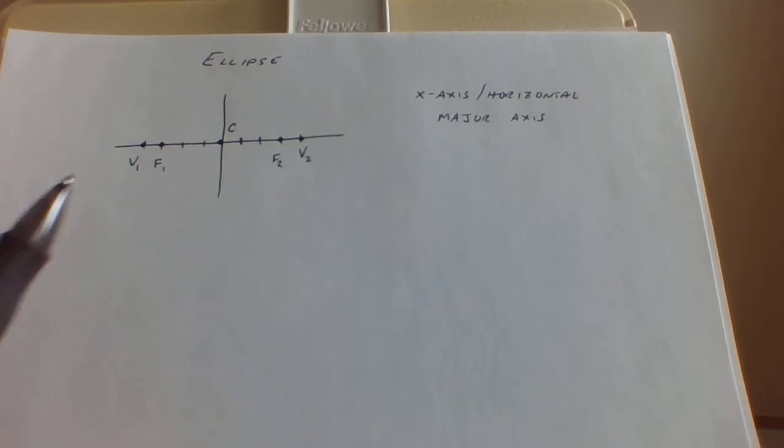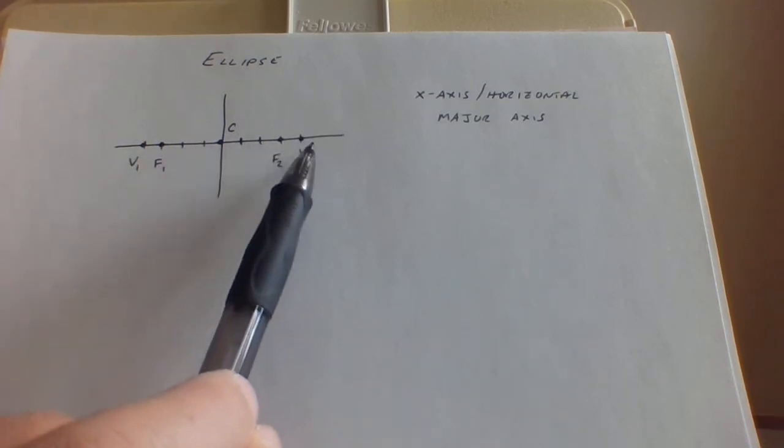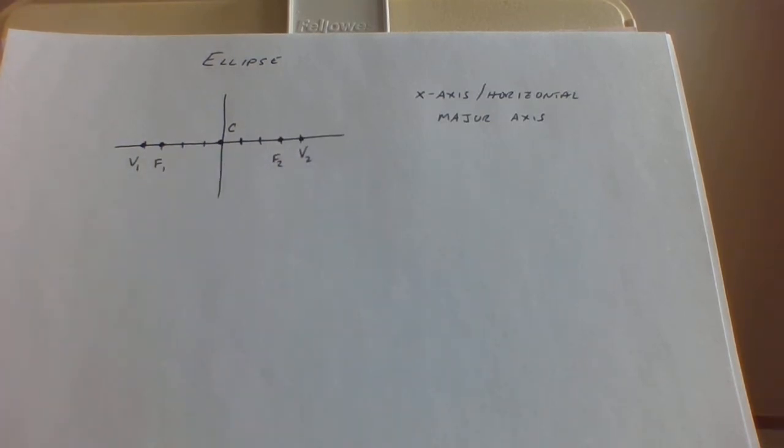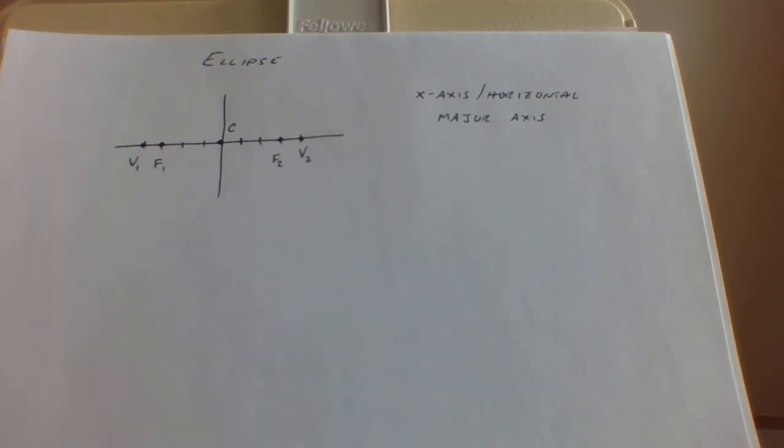And when you have this case where your vertices, your foci, and your center all lie along the same axis, then that's known as your major axis. It's going to end up being the longer of the two with regard to your ellipse. So think of ellipses as squished circles. This one's going to be longer horizontally than it would be vertically.